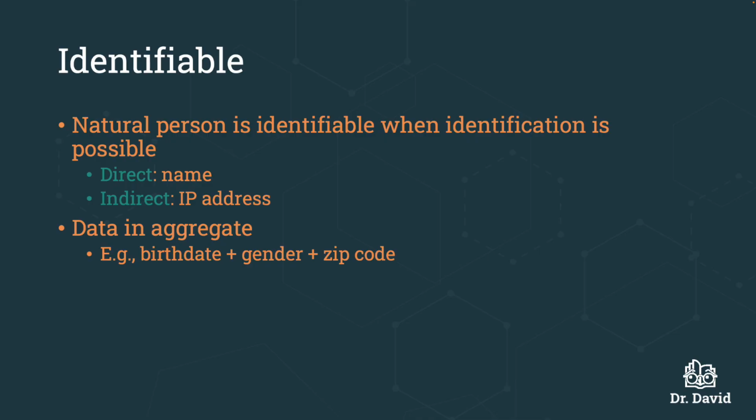And depending on how often that IP address changes, or whether or not that IP address is combined with other data, whether that data is aggregated or combined, then an IP address on its own may not identify you, whereas an IP address that is aggregated with other information, such as your internet service provider account number, would be able to identify you. We also have data in aggregate. Now, the idea behind data in aggregate is that one piece of data on its own may not identify you, but if we have 3 pieces of data, such as your birth date, gender, and zip code, then we may be able to identify a person with a high degree of accuracy.